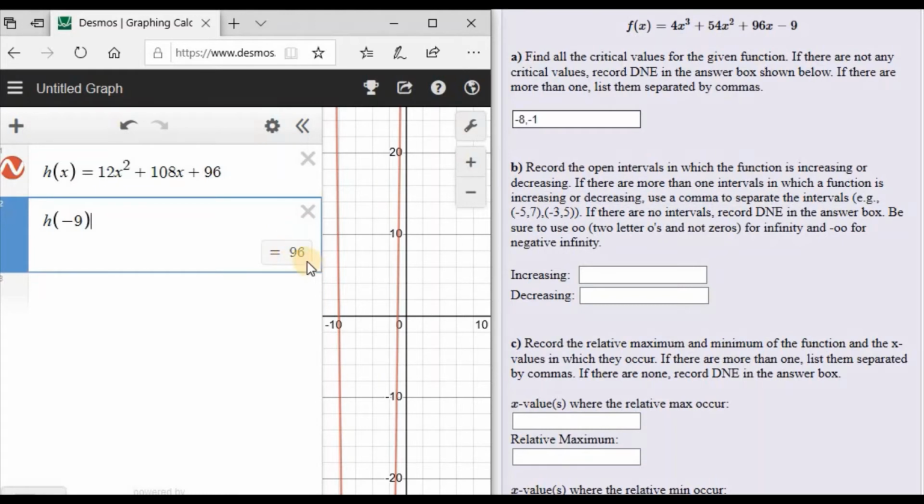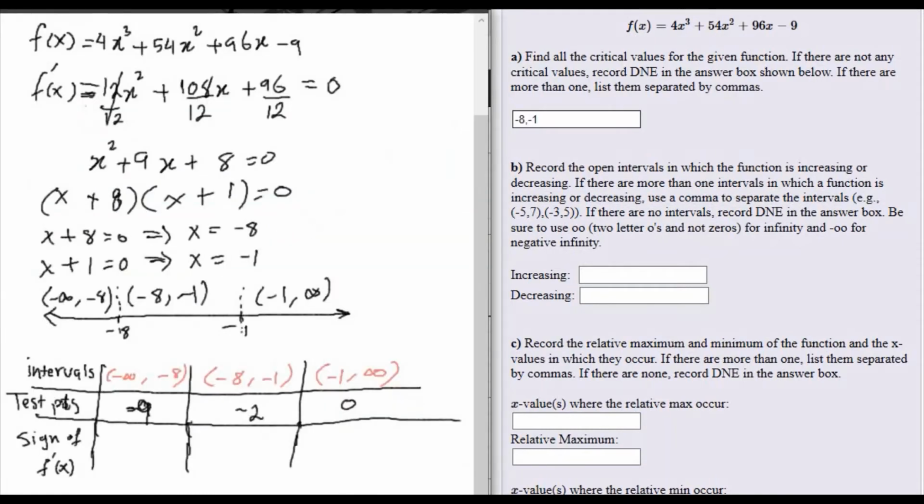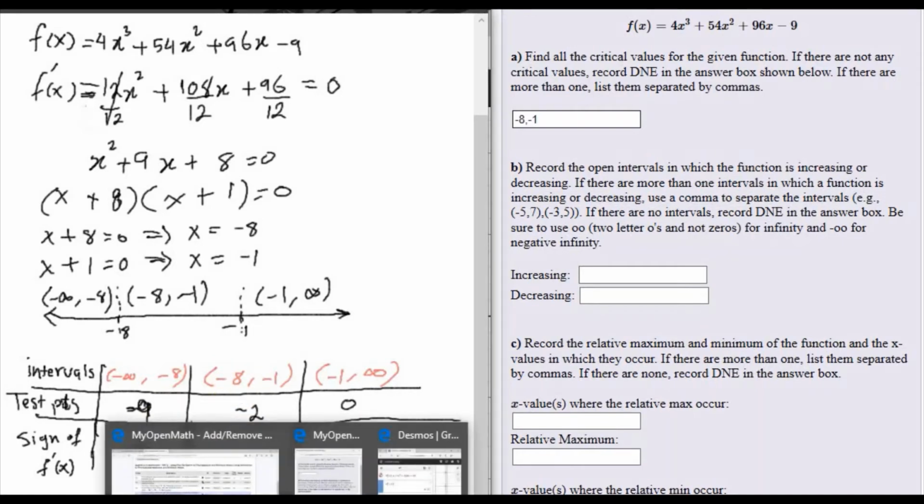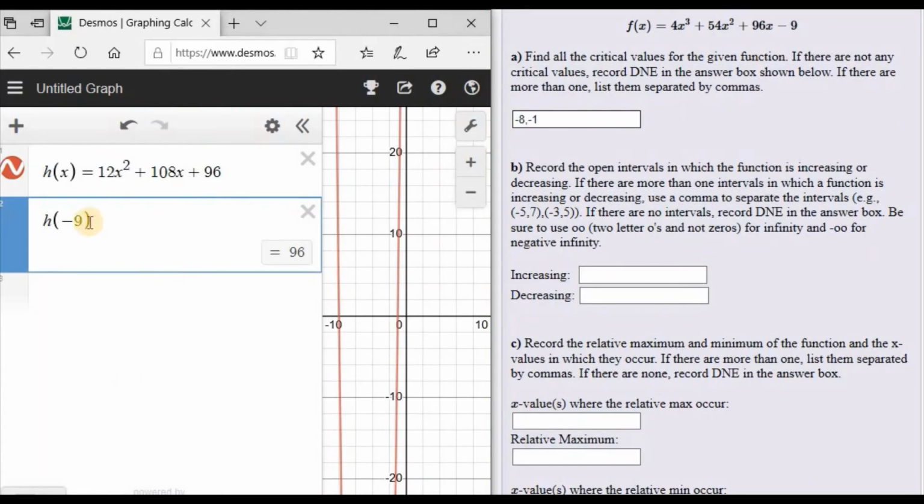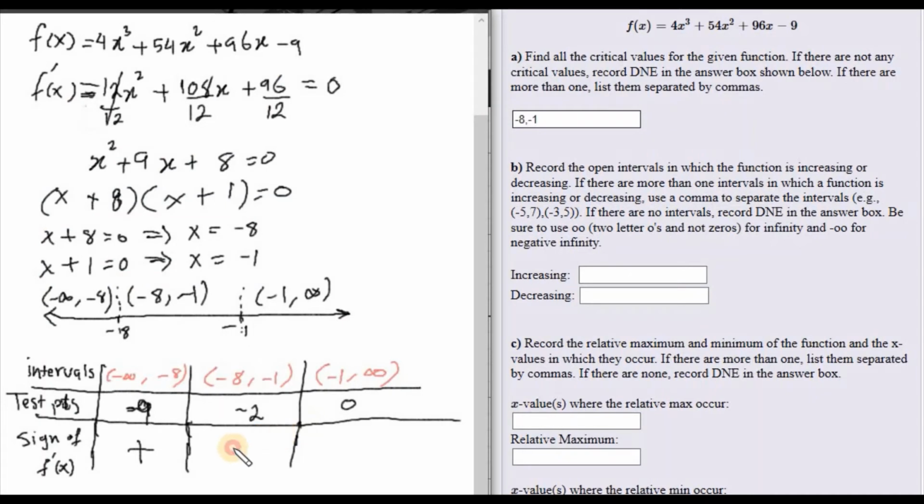The answer is 96, which means the derivative is positive on that interval. So I'm going to say positive here. I only care about the sign. Of course, I don't care about the value. And then I'm going to plug -2 into the derivative one more time. So -2 instead of -9. And the value here of the derivative is negative. So I'm going to go to the table and I'm going to record that, negative.